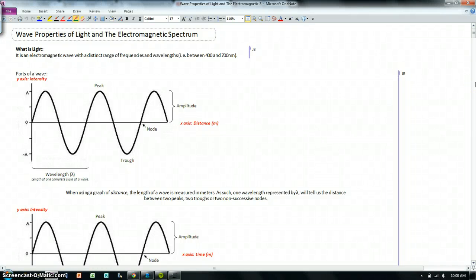Hi gentlemen. Today we'll be discussing the wave properties of light and the electromagnetic spectrum. This is the beginning of the optics unit.